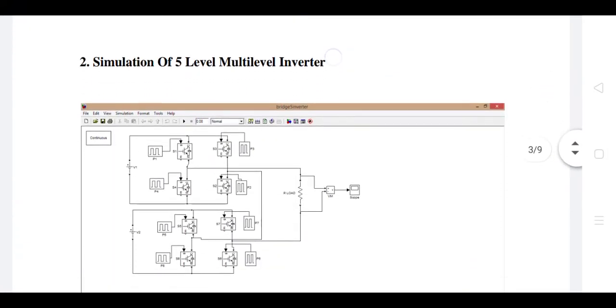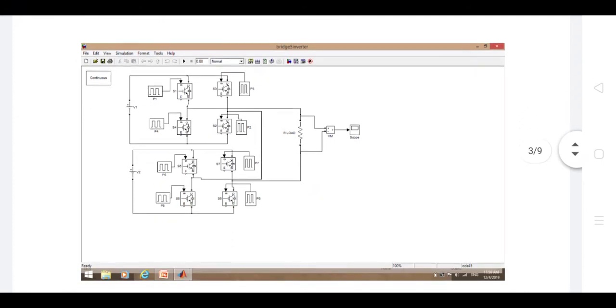This is a 5-level inverter which is an H bridge, which uses the concept of H bridge inverter designing. In it, we use 8 IGBT switches, and with the help of the pulse generator, we give the pulse to the IGBT. Here, the voltage sources V1 and V2 are 50 volt and 60 volt respectively.